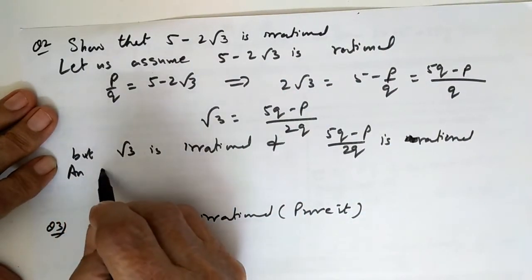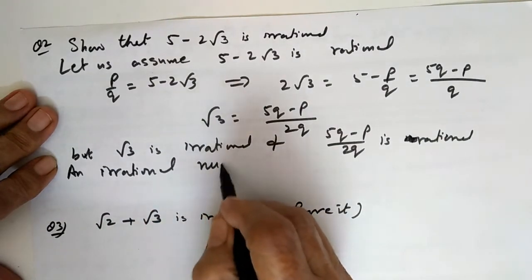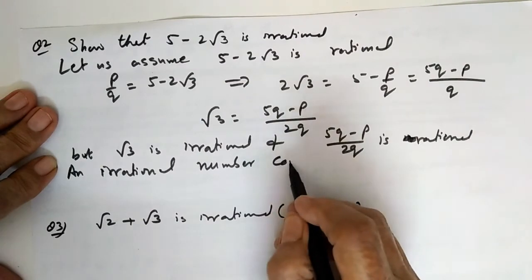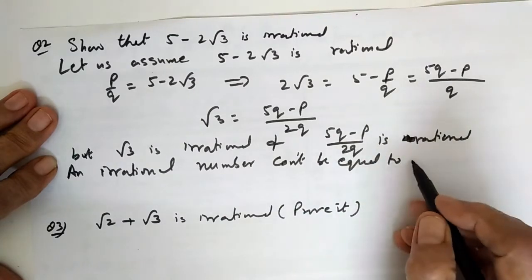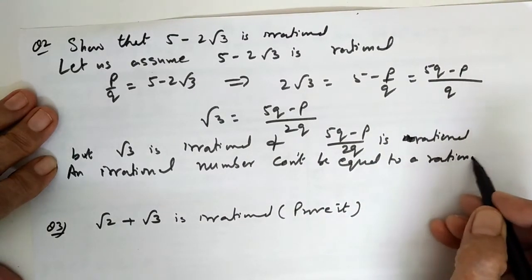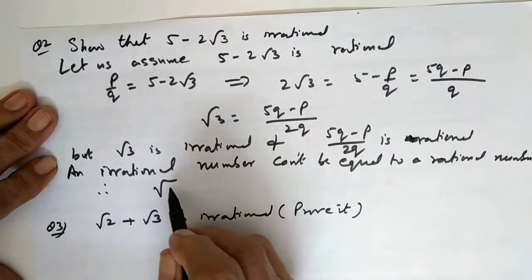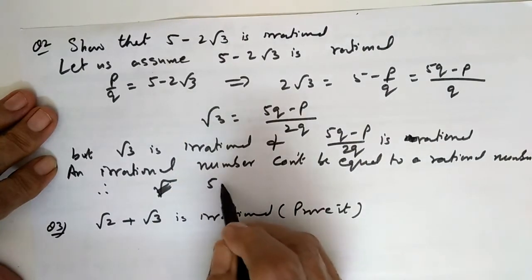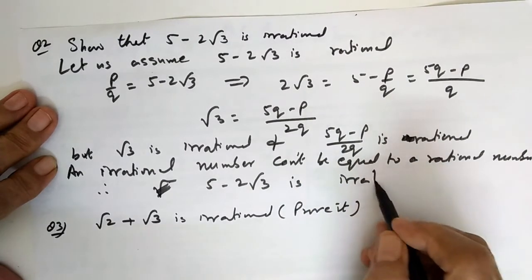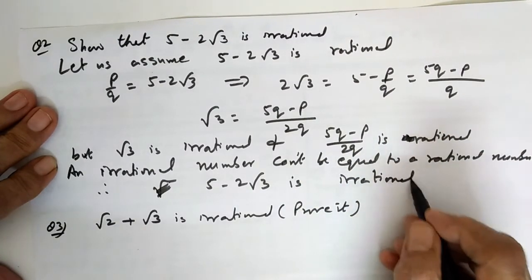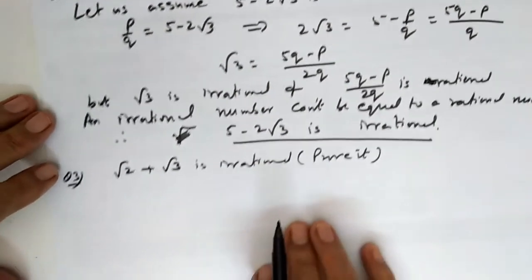An irrational number can't be equal to a rational number. Therefore, this given number 5 minus 2 root 3 is irrational. हमारी assumption इसको satisfy नहीं कर रही. 5 minus 2 root 3 is irrational. Next question.